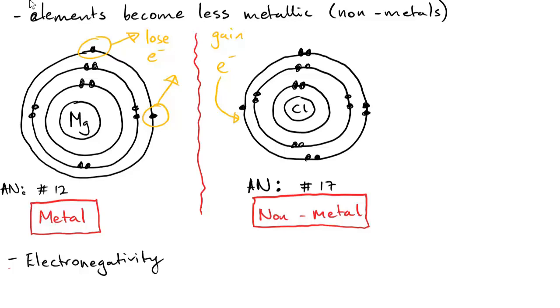Now, electronegativity is essentially how much an atom wants electrons.